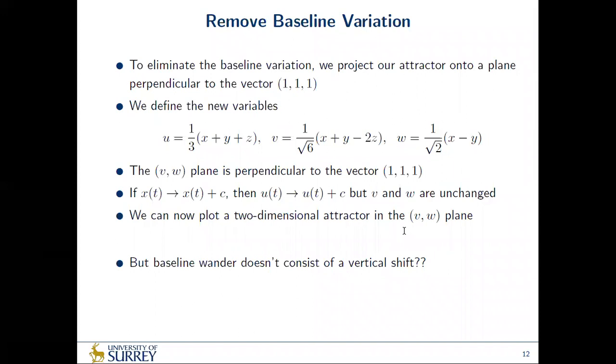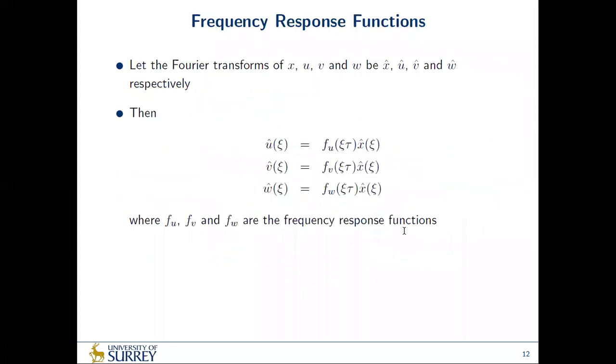But you might well say, well, baseline wander isn't a simple vertical shift. What on earth are we doing? This is too simplistic. Well, let's look at it another way. Let's take the Fourier transforms of our variables. So the Fourier transform of x gets multiplied by a frequency response function, and it gives the Fourier transform of u. Similarly for v and for w.